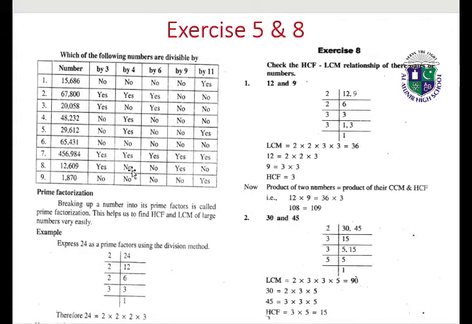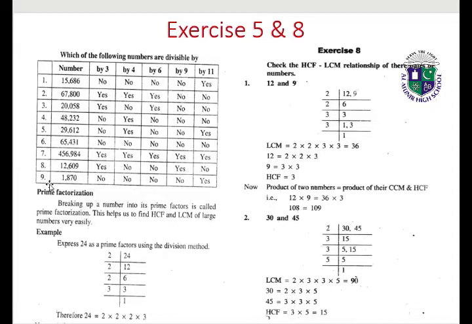12,609 is not divisible by 4. 12,609 is not divisible by 6. 12,609 is divisible by 9. 9 ones are 9, 10, 11, 12. 3 carry 36, 9 fours are 36. 0, 9 ones are 9.